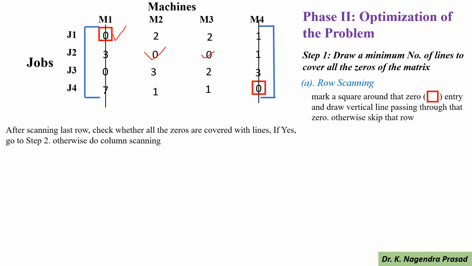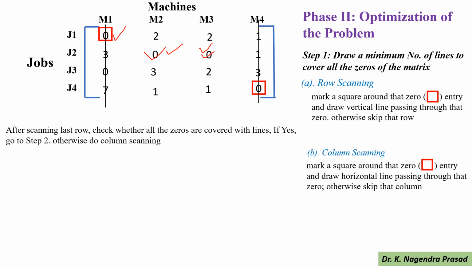After scanning the last row, check whether all the zeros are covered with the lines. If yes, go to step 2. Otherwise, go for the column scanning. Here, after the row scanning, 2 zeros are not covered with the lines, so I have to go for the column scanning. In the column scanning, start with the first column and observe if there is exactly 1 zero, then mark a square around that zero and draw a horizontal line passing through that zero. Otherwise, skip the column.